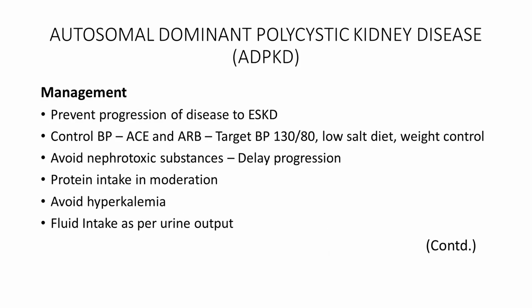Now, how do we manage autosomal dominant polycystic kidney disease? The primary aim is to delay the progression of CKD to ESKD. How can it be achieved? It can be achieved with strict control of blood pressure with ACE inhibitors and ARBs, low salt diet, and weight control. We have to avoid nephrotoxic drugs, take protein intake in moderation, avoid hyperkalemia, and keep fluid intake as per urine output. These are a few of the measures which can help in delaying the progression of chronic kidney disease.